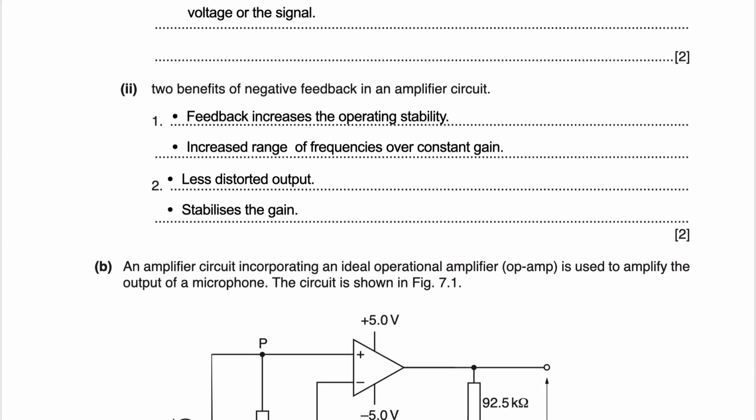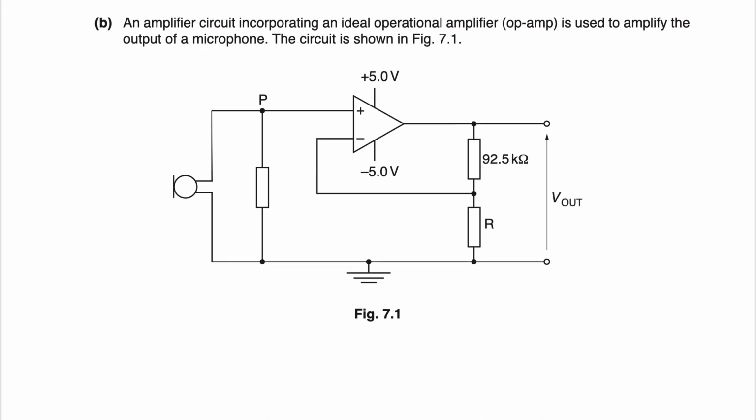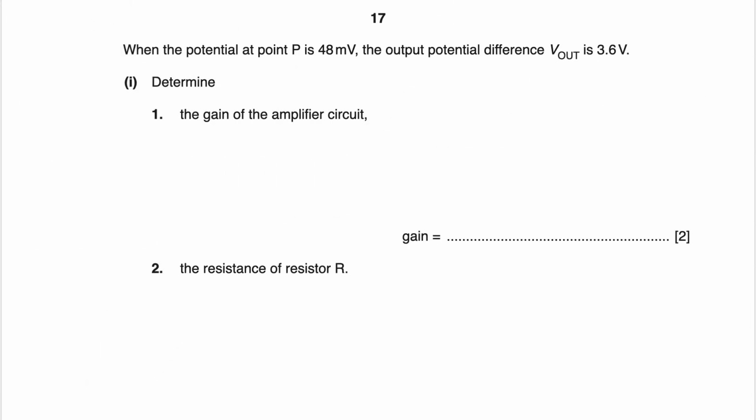Now let's look at the B question, amplifier. We have a circuit with an operational amplifier, with plus and minus 5 volt on both sides. We have an AC signal, and there is a voltage out. We have one known resistor and one unknown resistor. Probably they are going to ask for the resistance of the unknown resistor, and everything is grounded below. Let's see what they are asking. When the potential at point P is 48 millivolt, the output potential difference is 3.6 volt. Determine first the gain of the amplifier circuit.